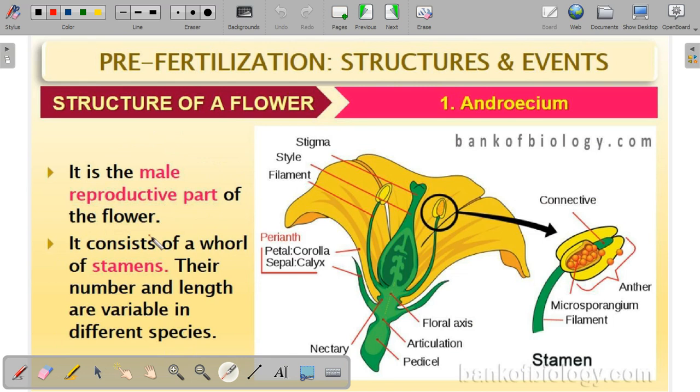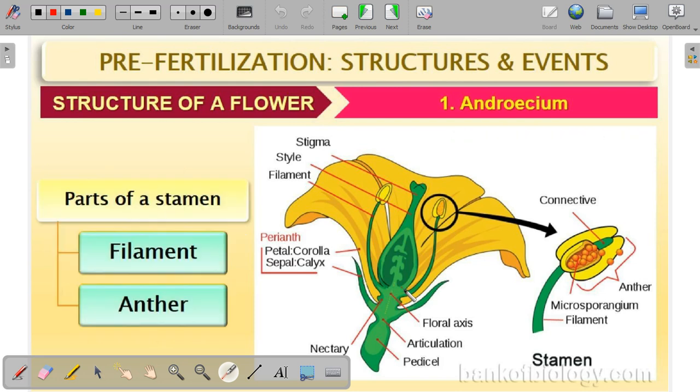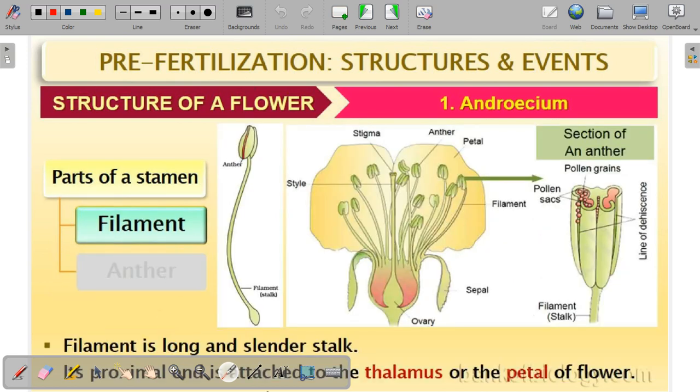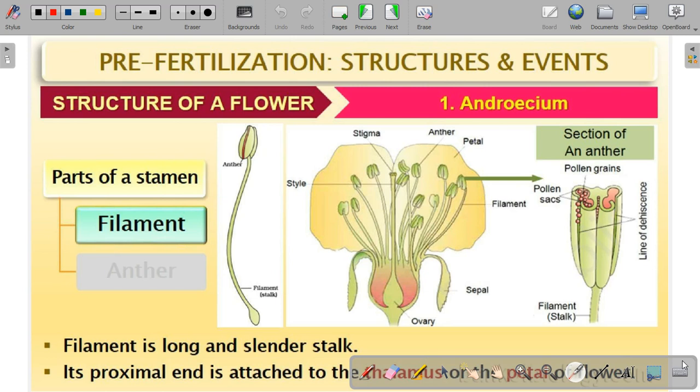So we look at a male flower. The male flower has stamens, and the number and length of each stamen vary according to the species. It is a bilobed anther. We have to discuss the structure of an andrecium. It has an anther, a filament, and the basal stalk attached to the floral axis or the thalamus. The important parts are the filament and the anther. It is completely a bilobed anther.